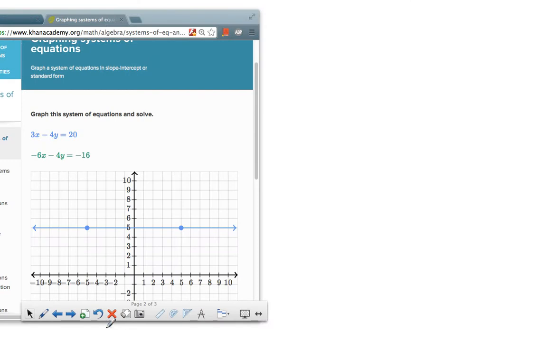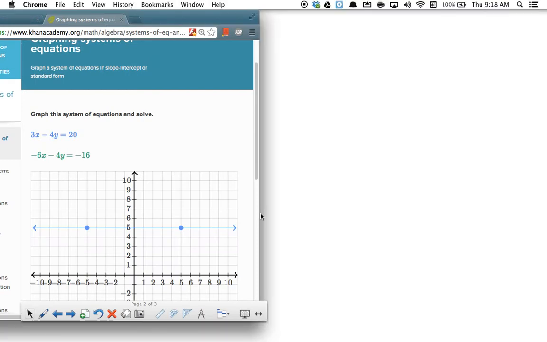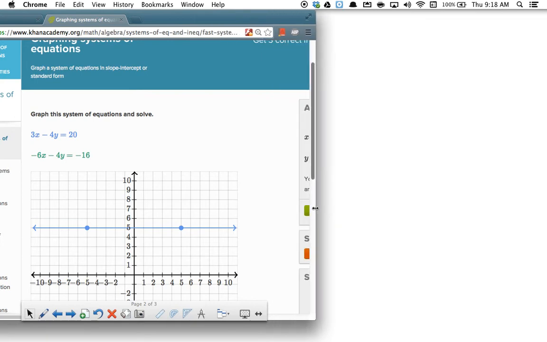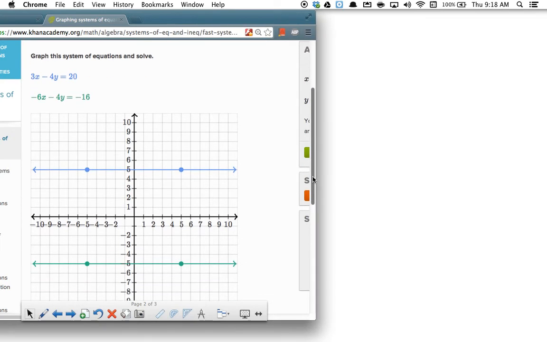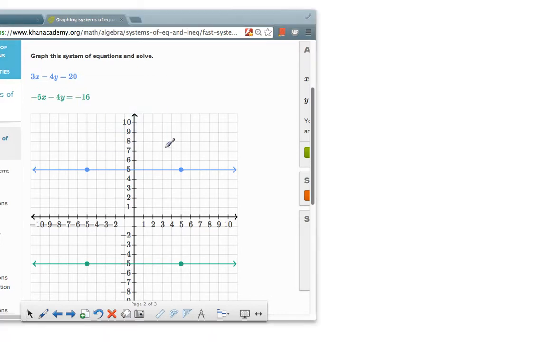I've got this example on the board here. And so I need to be able to graph these two things. And when you're looking at these exercises, the blue corresponds to the blue line, and the green corresponds to the green line there. And so in order to graph the blue line, I'm going to do a little bit of work. I have 3x minus 4y equals 20.